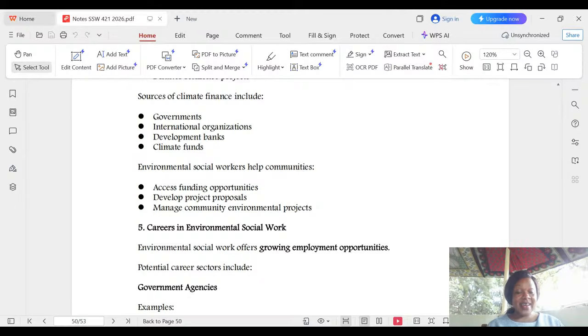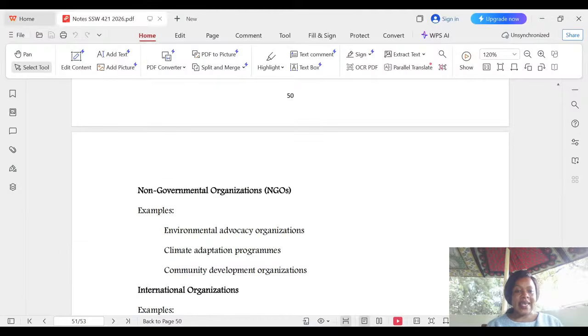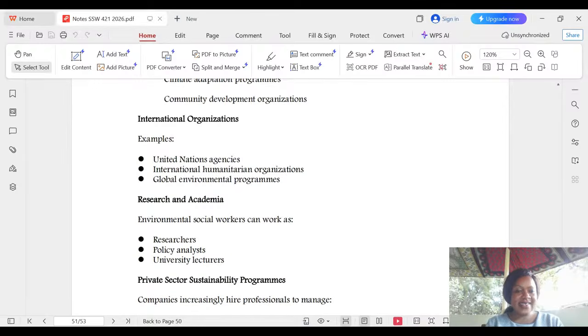Okay, we are winding up. Careers, okay, the interesting part. Careers in environmental social work. Okay, the employment opportunities in government agencies, for example, NEMA, in county environmental departments, can work in those. You can work in the various disaster management agencies, in various NGOs, for example, environmental advocacy organizations, in climate adaptation programs, in community development organizations, in international organizations, can work for UN agencies, in international humanitarian organizations. Okay, so humanitarian work following occurrence of disasters, in global environmental programs, in research and academia.